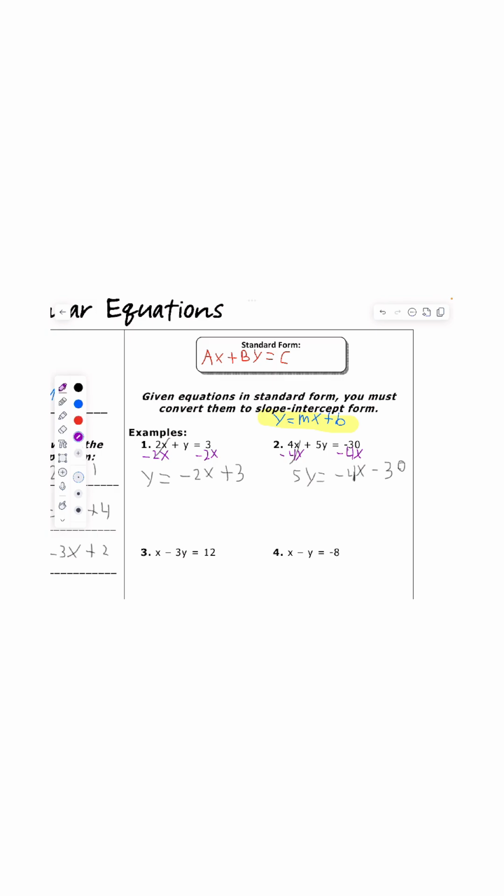Currently, that y is still not by itself. There's a 5 attached to it, so I'm dividing by 5 from both sides. When I do that, that turns it into 1y, because 5 divided by 5 is 1, and my objective is to get 1y. So 1y equals 5 goes into negative 4. It doesn't go evenly, so we'll leave it as a simplified fraction, negative 4 over 5. Don't forget the x. Negative 30 divided by 5 is negative 6. And that'll be our answer for example 2.